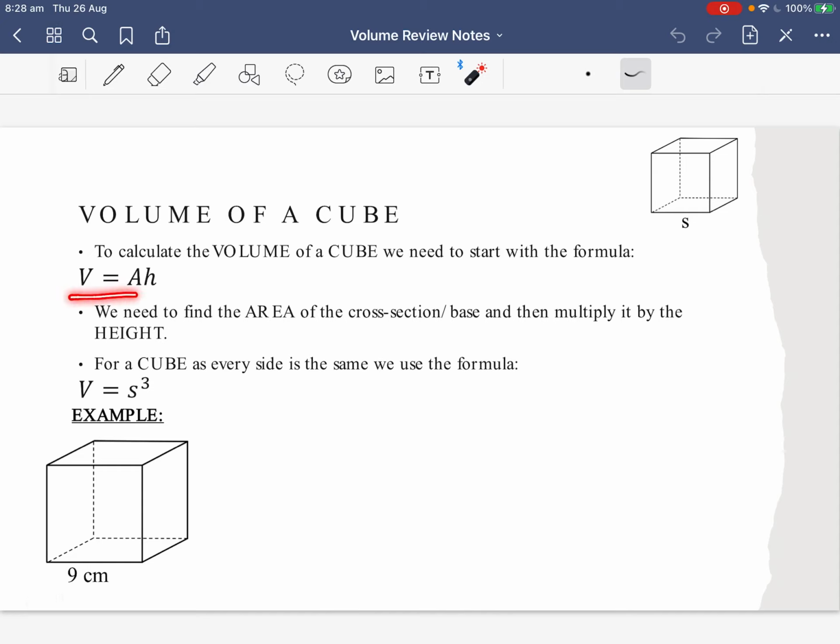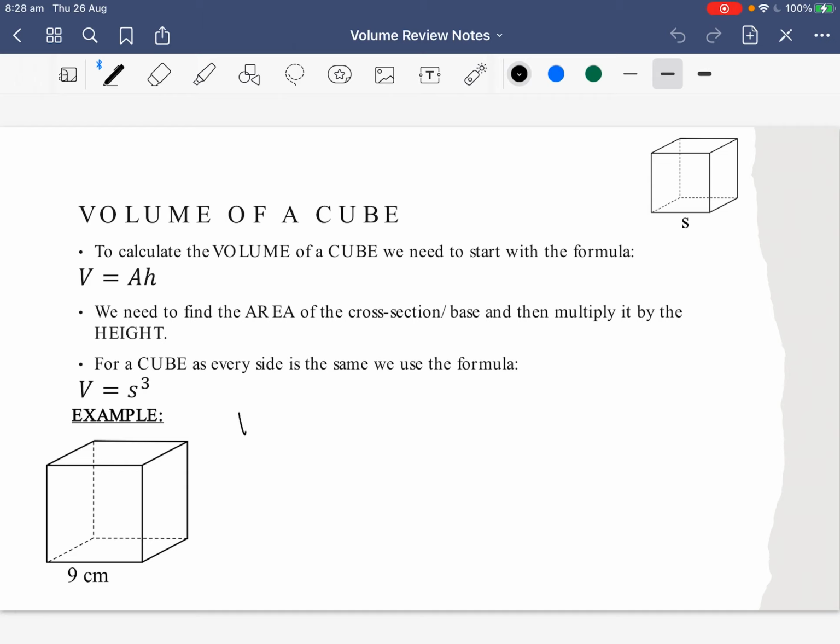Let's have a look at the volume of a cube. To calculate the volume of a cube, we start with the formula V equals AH. What we need to do is find the area of the cross-section base and then multiply it by a height. But for a cube, as every side is the same, we use the formula V equals S cubed. So let's have a look at our cube in our example.